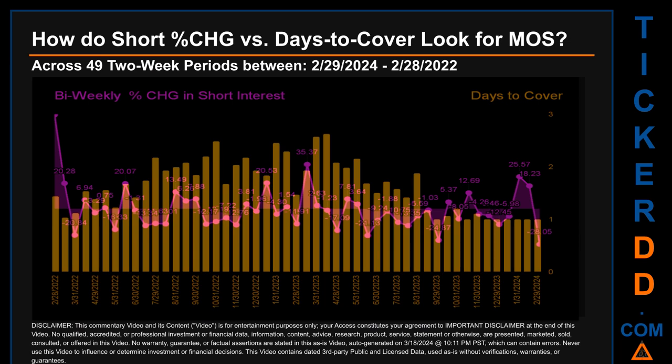The largest percentage decrease in short interest found across those 49 two-week snapshots was minus 28.05%. It occurred once on settlement date. The average days to cover was about 1.64. The biggest days to cover was 2.63, and it happened once on April 14, 2023 settlement date.